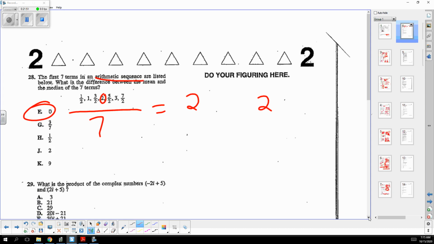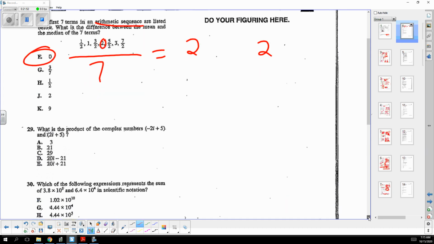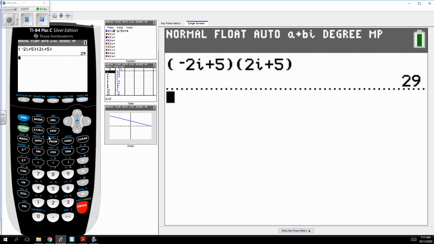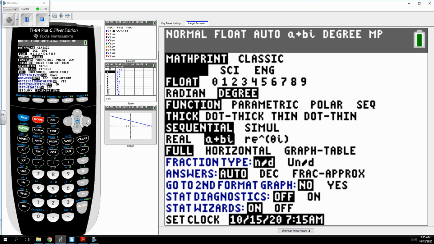Let's see. Gotta be feeling a little better. Your calculator does scientific notation. Nobody ever uses it, and if you do, it's in the mode of science.